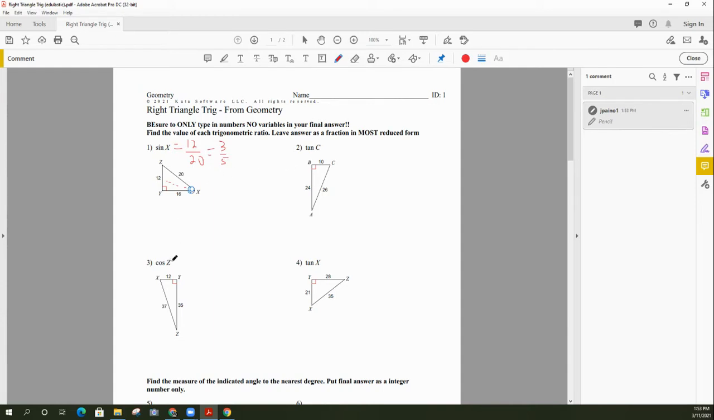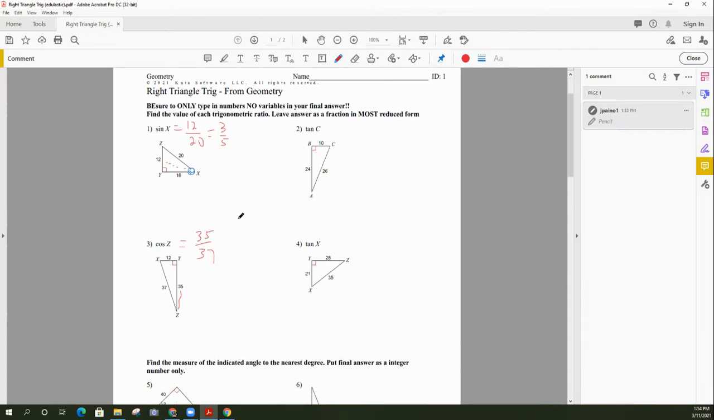All right, cosine of z, so we find our angle. Cosine is adjacent over hypotenuse. Adjacent is the one touching it, so that's 35. Hypotenuse is 37, so that is just 35 over 37. That's all the first four are asking us to do, to set up the ratio. We have to understand how the sides relate to the desired angle. From here we can figure out the angle measurement if we wanted to. If we had the angle measurement, we could find a missing side. That's what we're going to look at next.